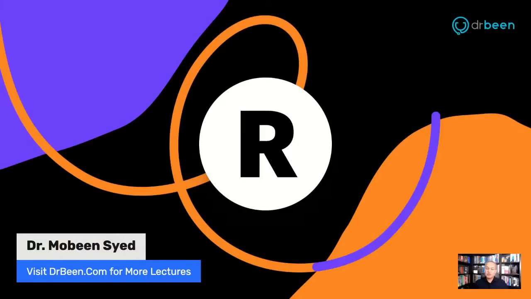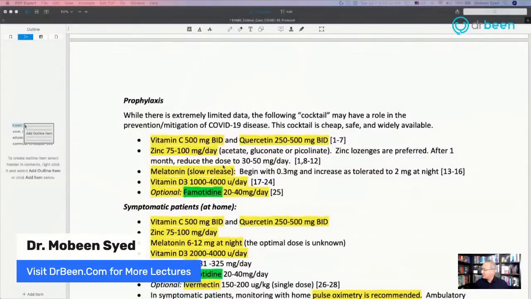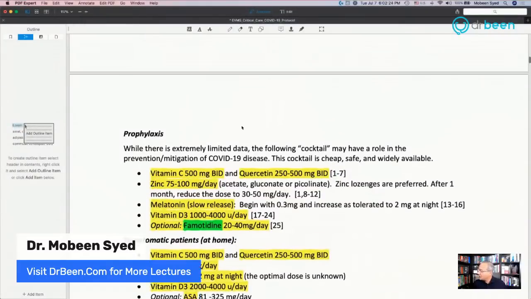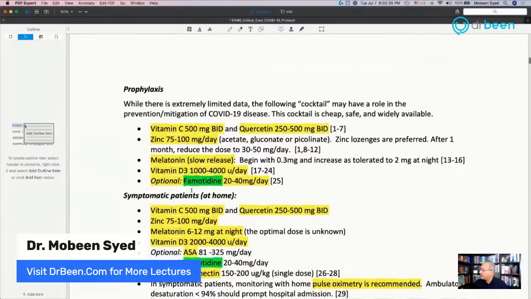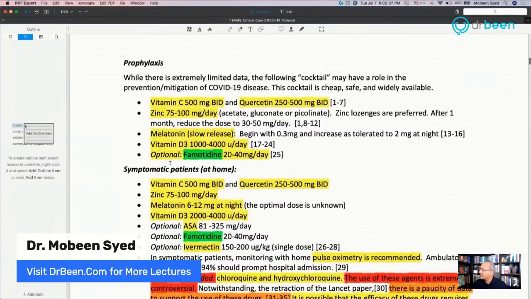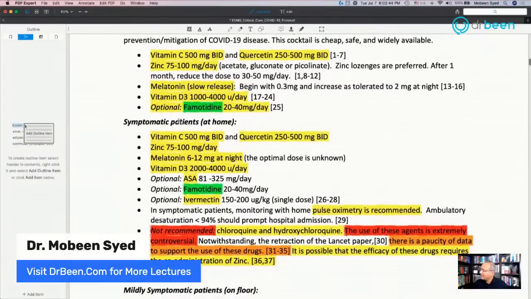If you look here, this is the prophylaxis for the MATH+ protocol, that is, somebody who doesn't have the disease yet, and I hope they never have the disease, but how to keep themselves protected. In that, as optional, they are saying Famotidine usage 20 to 40 milligram per day. Then for symptomatic patients at home, Famotidine as well, 20 to 40 milligram per day, optional.